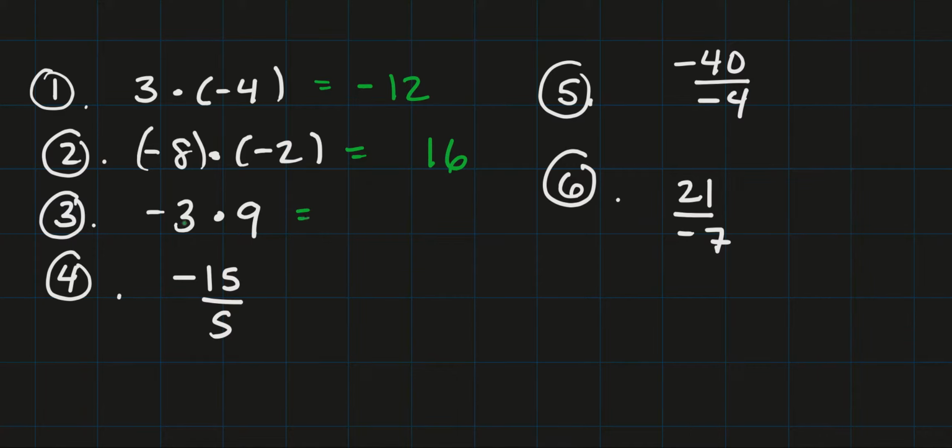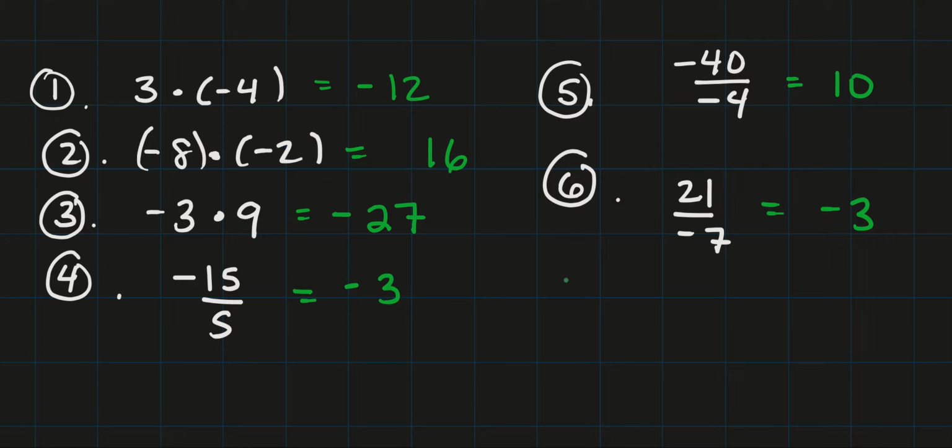Okay. 3 times 9 is 27, and negative times a positive is a negative. 15 divided by 5 is 3, and then we have a negative. Negative over negative is positive, and 40 divided by 4 is 10. So positive 10. And this last one is negative 3.